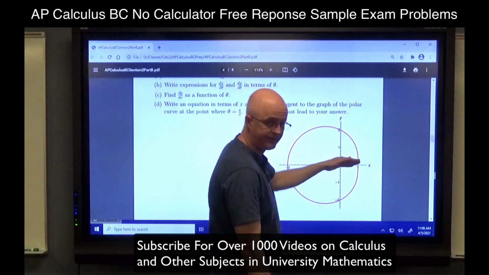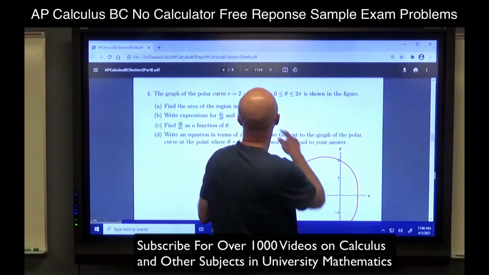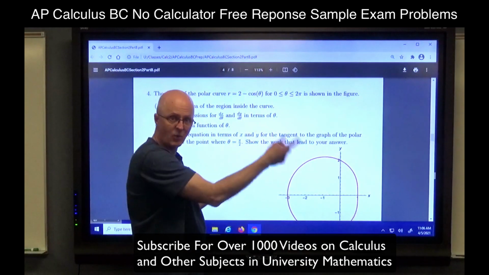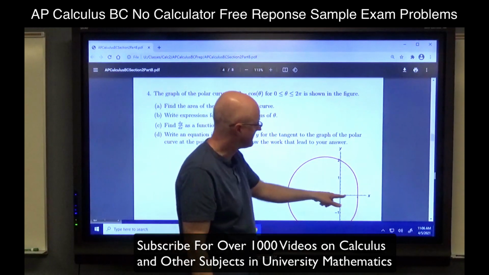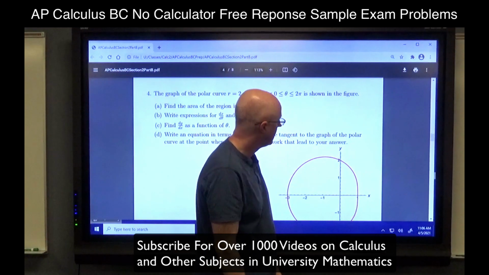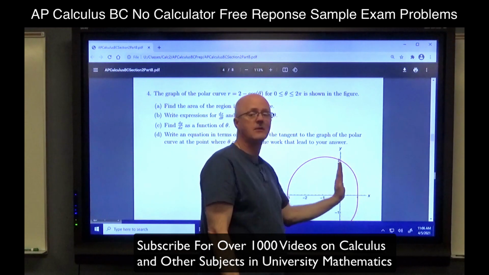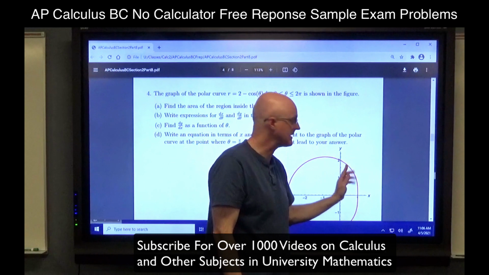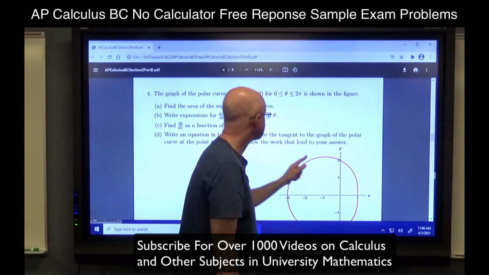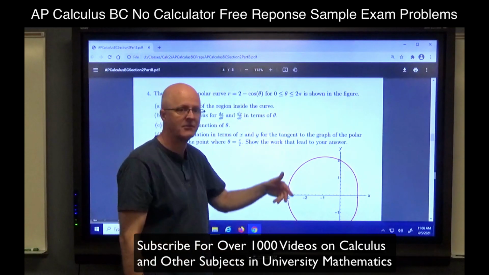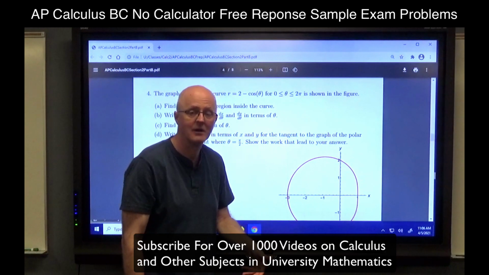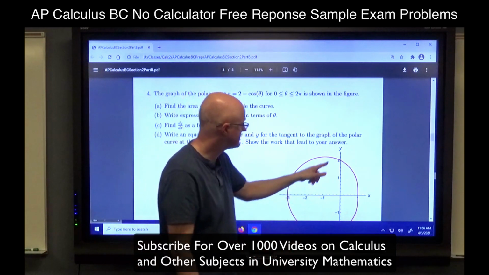And when the angle is 0, 2 minus cosine of 0 is 2 minus 1 is 1. That's the distance to the origin. What about when the angle is 90 degrees? Pi over 2 radians. It looks like it should be 2 units from the origin. Is it? 2 minus cosine of pi over 2. Cos pi over 2 is 0. 2 minus 0 is 2. Yeah, that's 2 units from the origin.